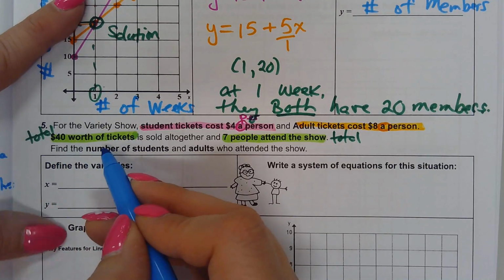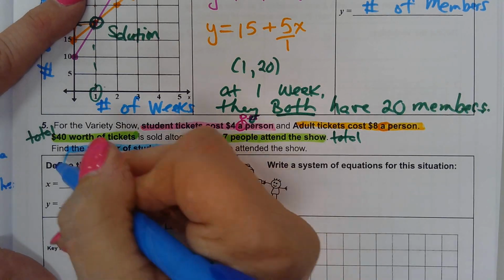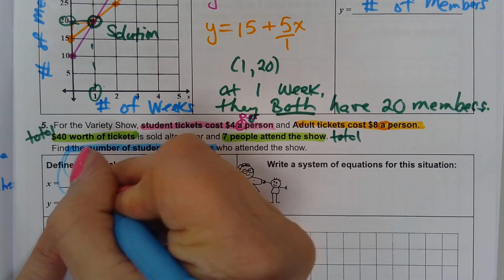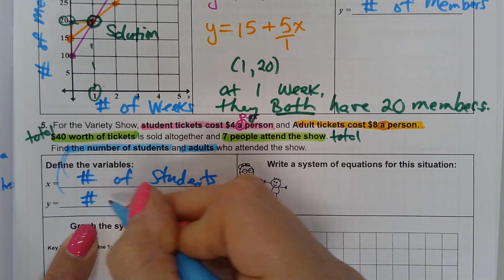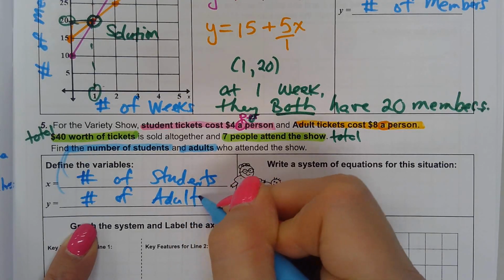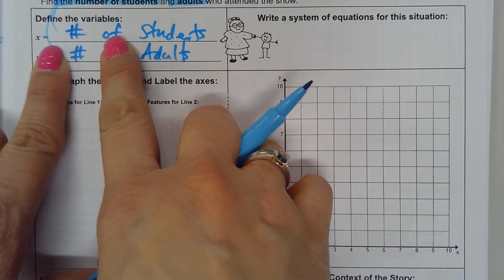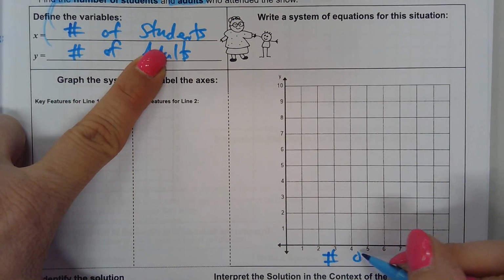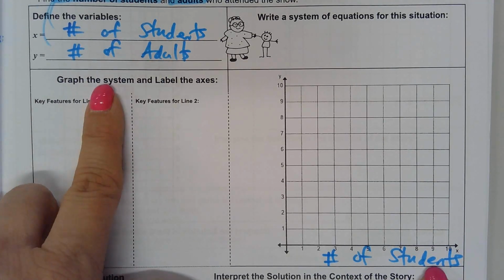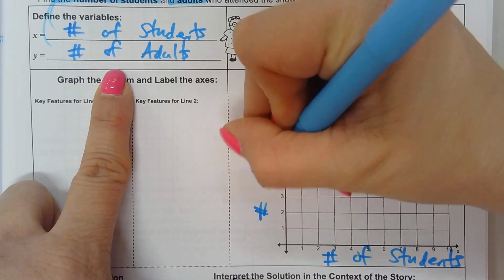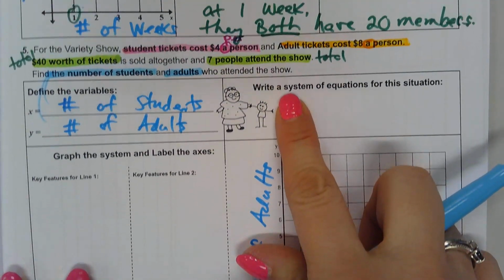Now let's find the variables. Find the number of students and adults. So X is going to be number of students, and Y is going to be number of adults. I'm going to label my graph right away before I forget. As soon as you know what X is, put it on the X-axis. Number of students. And Y is number of adults. Great. Now we make our system.